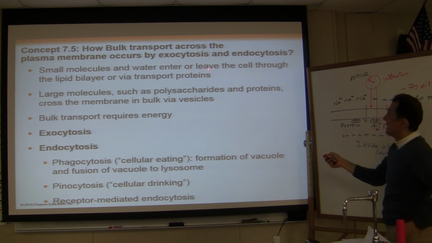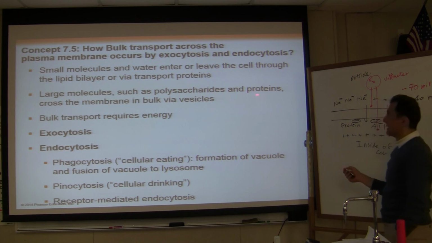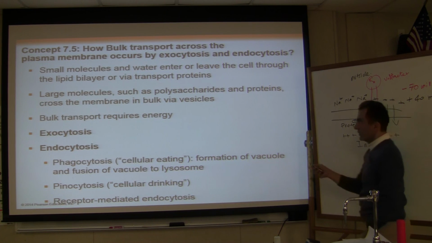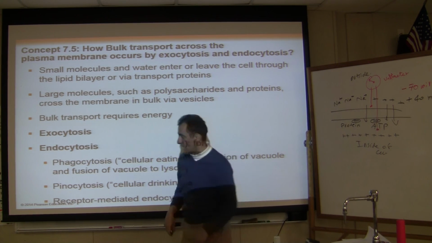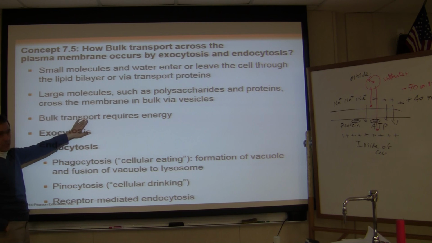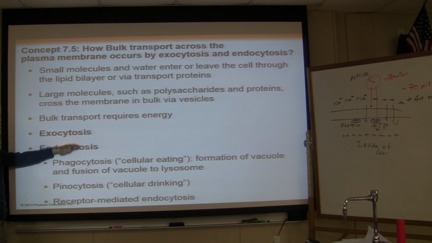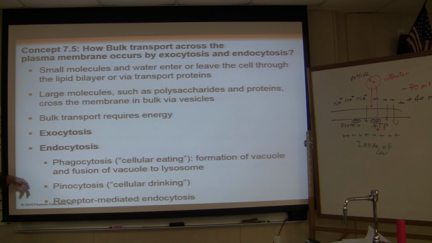Small molecules and water enter or leave the cell through a lipid bilayer via transport protein molecules. We already studied that. Large molecules such as polysaccharides and proteins cross the membrane in bulk via vesicles, and we already talked about vesicles. For example, I showed you this contractile vacuole, but these little gray ones are vesicles, right? So molecules can get in and out of the cell by vesicles. Bulk transport requires energy. All of these bulk transports need ATP. Exocytosis is when the material leaves the cell, and endocytosis is when the material comes inside of the cell.